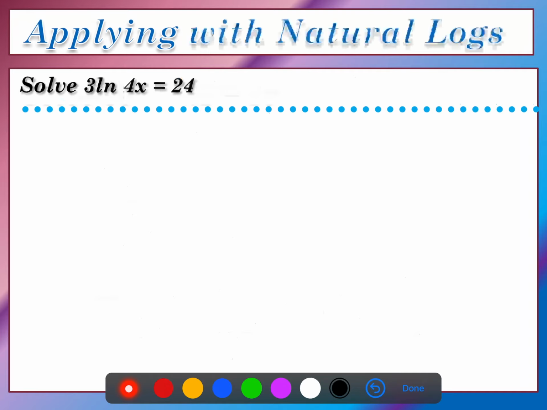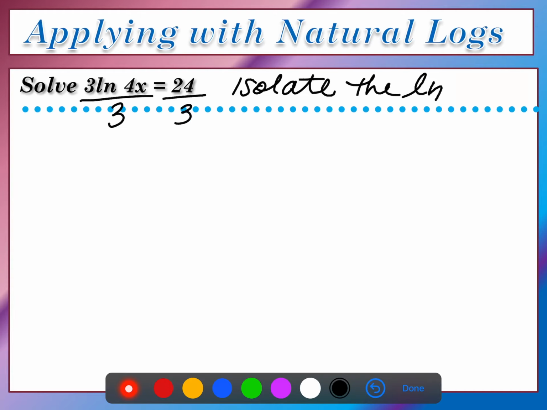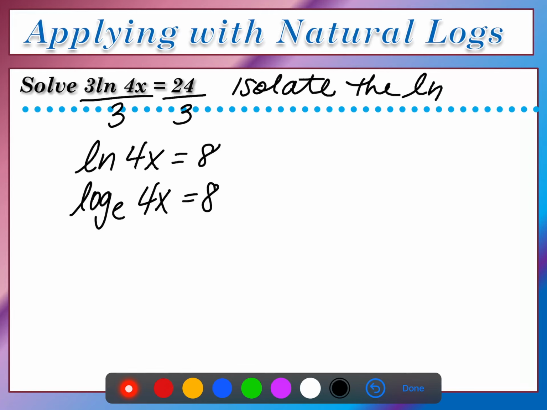Okay, let's do one more base e here. So this is using a natural log now, but again, we're going to isolate the natural log. So I'm going to divide both sides by 3. 24 divided by 3, I get 8. So ln is the same thing as log base e. Well, I can't take the ln of both sides if there's already an ln there.